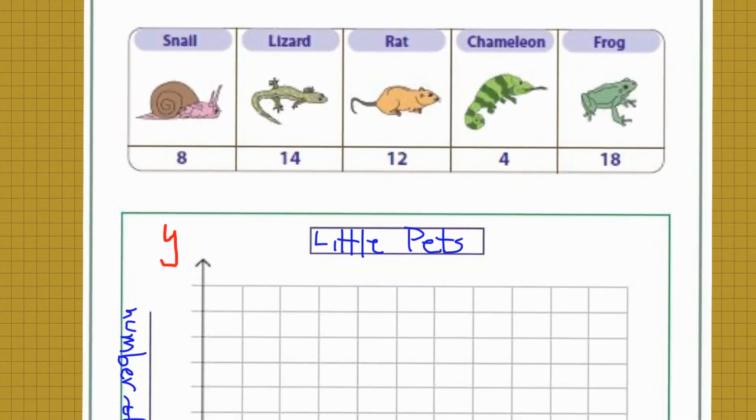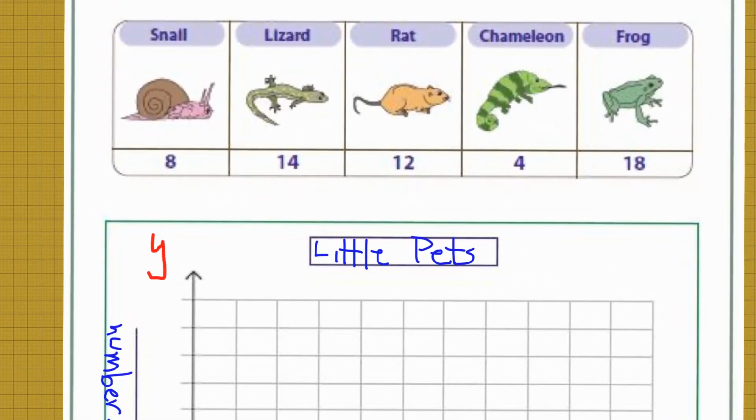All right. Now I need, this gets people sometimes, I need to know what I'm going to do with the y-axis. How am I going to number it? Well, I'm going to look over here and I see that my highest number is 18. So that means I'm going to want to number this so that I can fit my highest number before I get to the end of the graph.